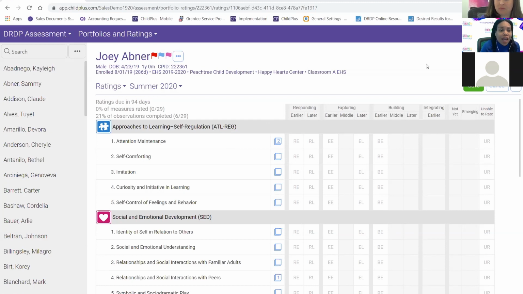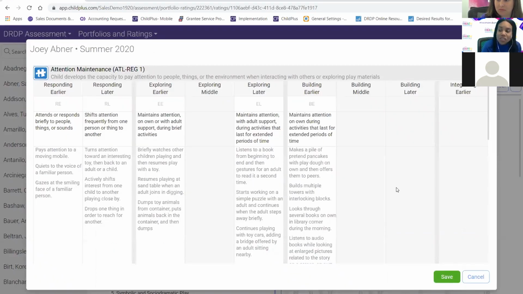So I'm going to go ahead and click on the number 2. Just as Jessica showed you earlier, you're going to be able to see my ATL Reg 1, which is my domain, attention maintenance is my measure, and then my definition. I'm going to read that to you all. It says, child develops the capacity to pay attention to people, things, or the environment when interacting with others or exploring play materials. So these are our different developmental levels.